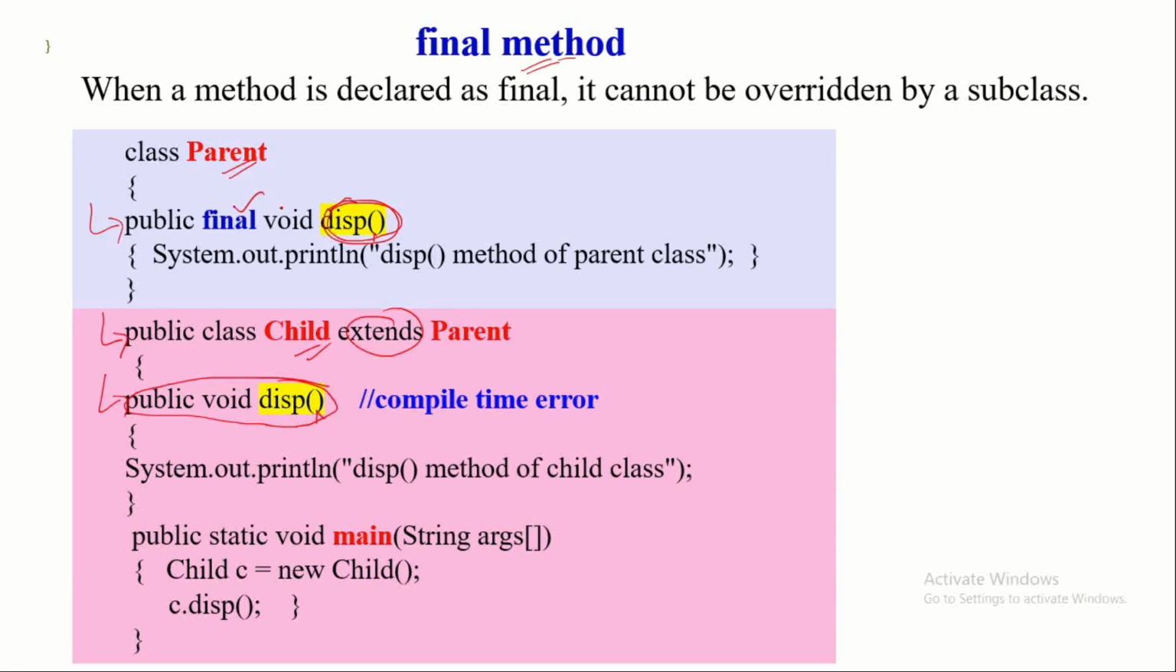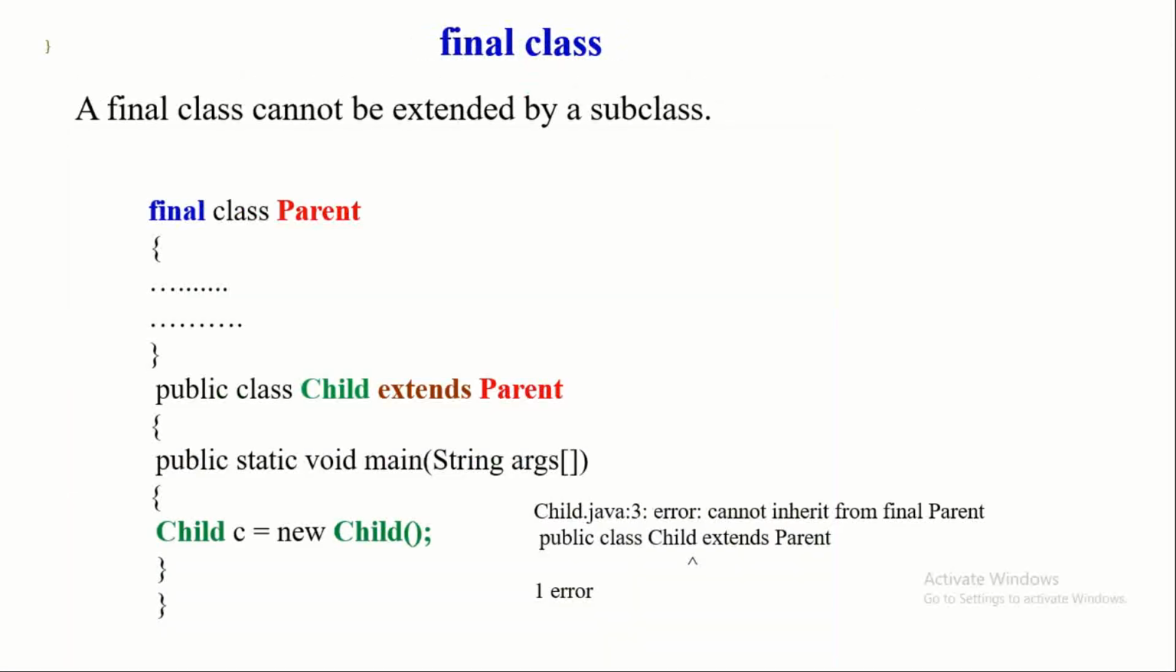Since this method is declared inside the base class as final, when the child class overrides that method, it creates an error. A compile time error is raised. So the final keyword is used along with a method in a base class in order to prevent method overriding by its subclasses.